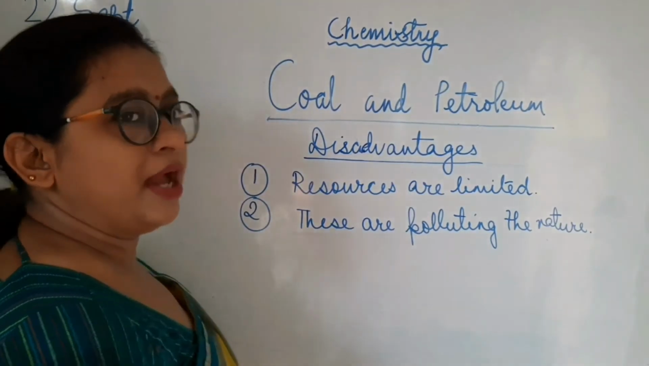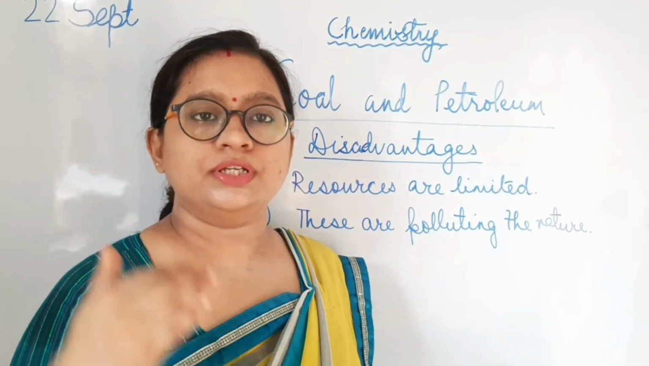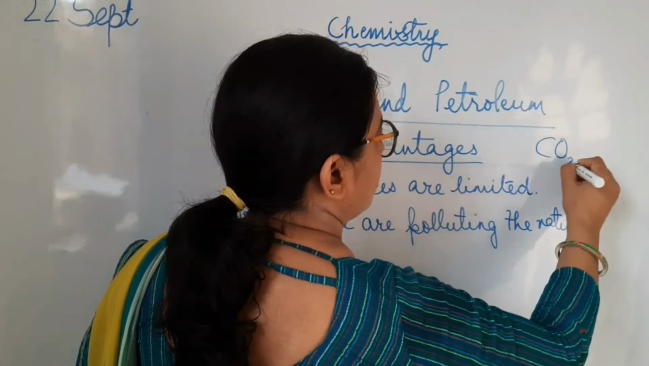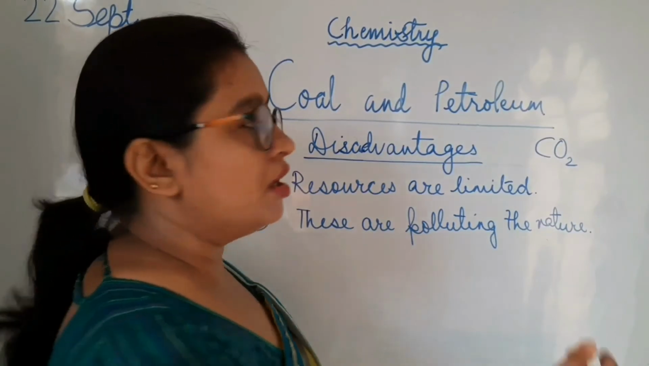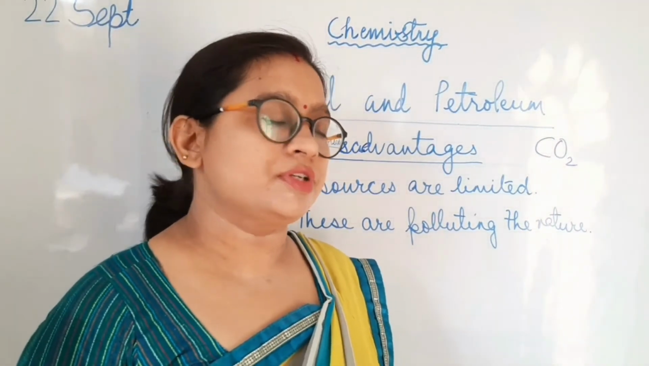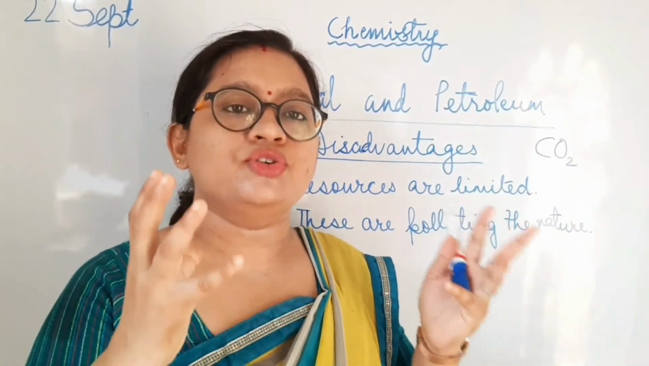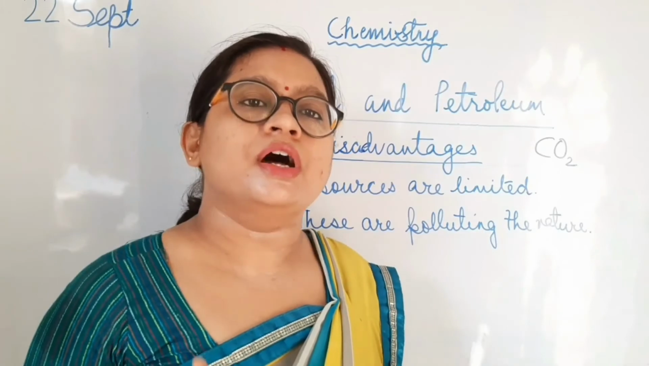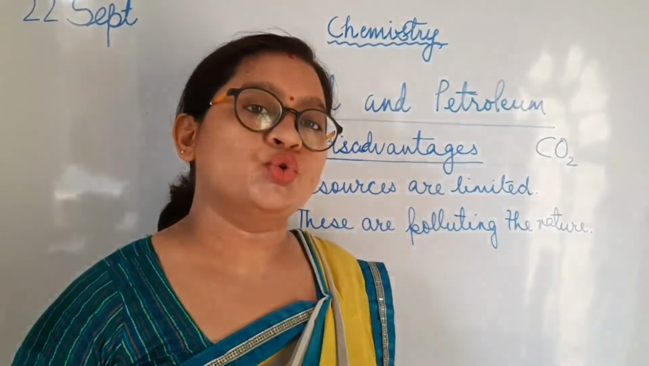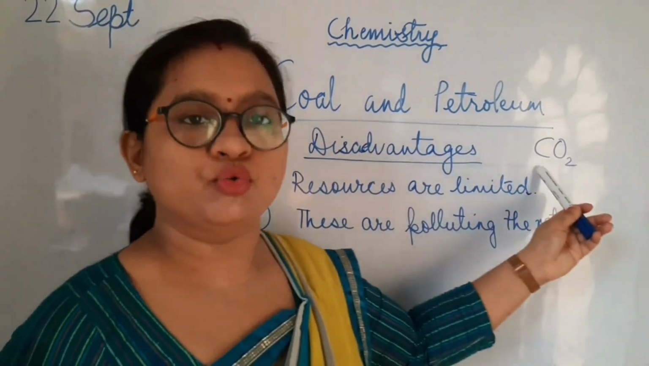Now both coal and petroleum have carbon in them. So whenever carbon undergoes complete combustion, meaning it is burning in the presence of oxygen, it produces carbon dioxide. The more fuel you use, the more carbon dioxide is produced. Now what is the role of carbon dioxide? If you remember, we have studied that carbon dioxide is a greenhouse gas, meaning it traps the energy of the sun and warms up our earth. So more carbon dioxide means more warming of the earth. It is going to lead to global warming. So global warming is again due to the excessive use of coal and petroleum.